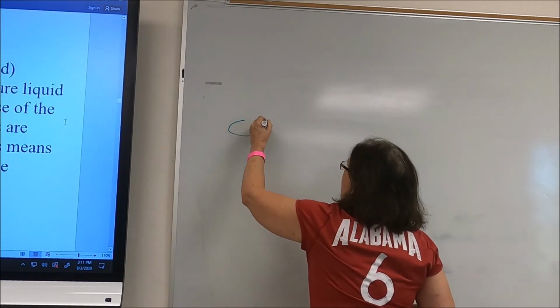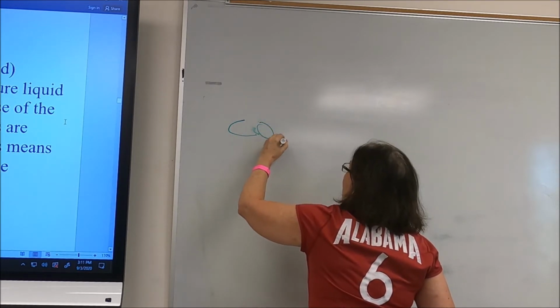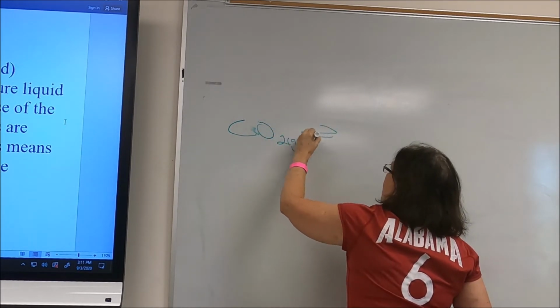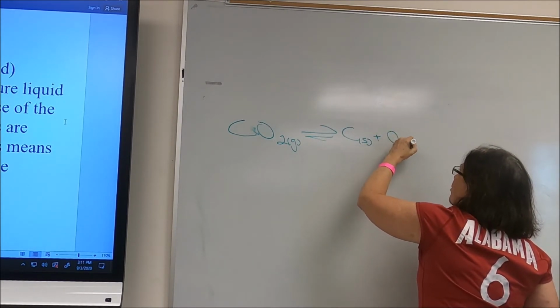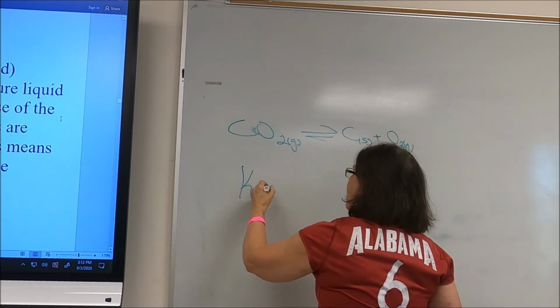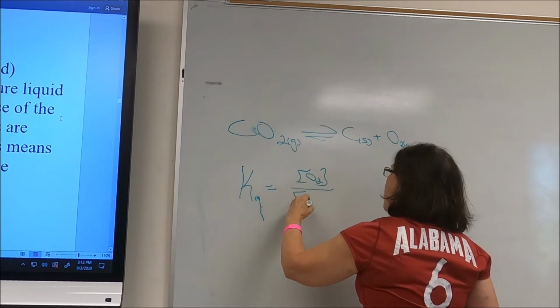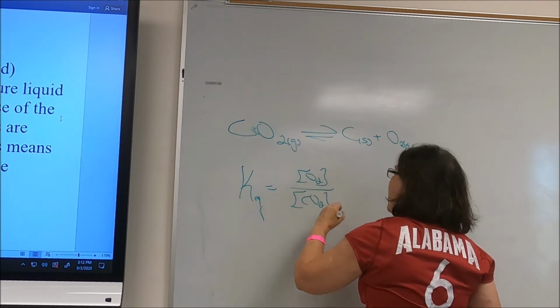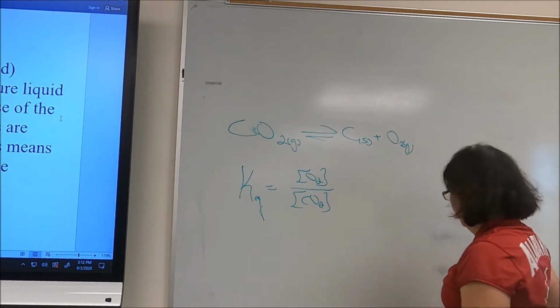So if I take carbon dioxide gas and we decompose it into carbon solid and oxygen gas, the equilibrium expression is going to be the concentration of oxygen over the concentration of carbon dioxide. The carbon doesn't appear because it's a solid.